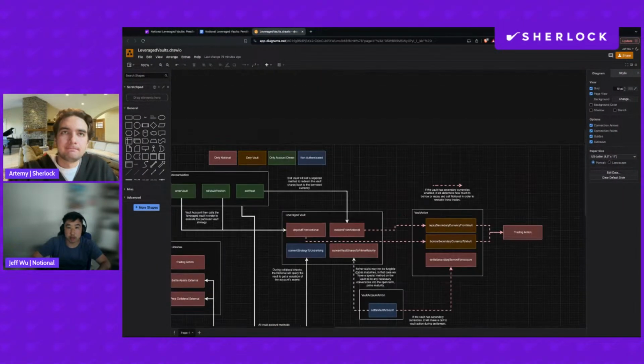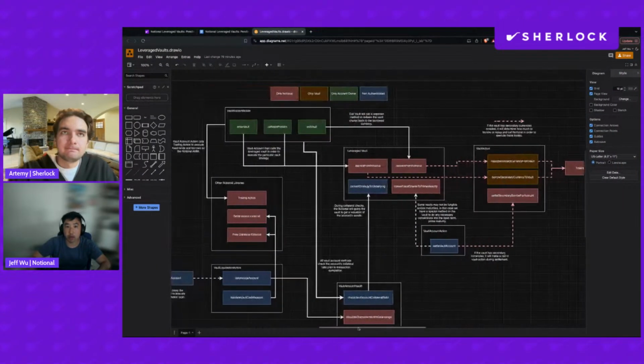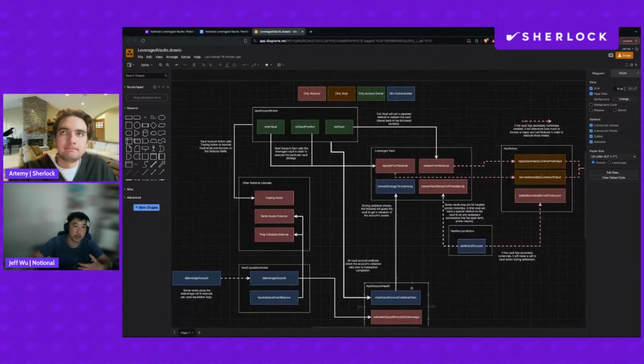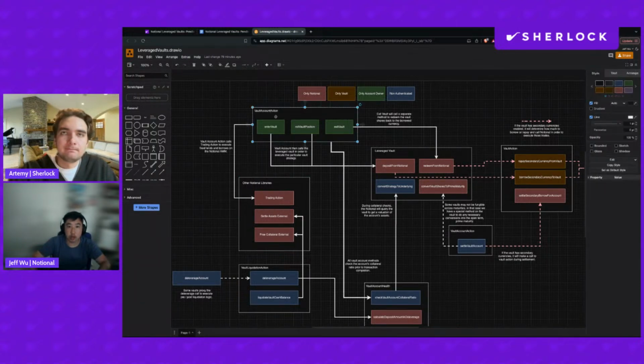not all parts of it are fully relevant. But this is going to recap visually what we discussed a little bit about the role of the vault. So on Notional V3, there's a contract called Vault Account Action. It exposes three methods that account holders can call: enter vault, roll vault position, and exit vault.